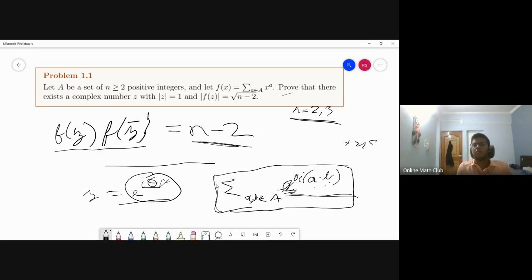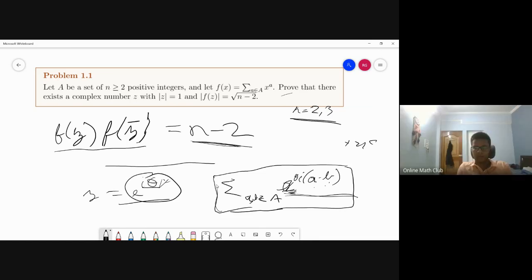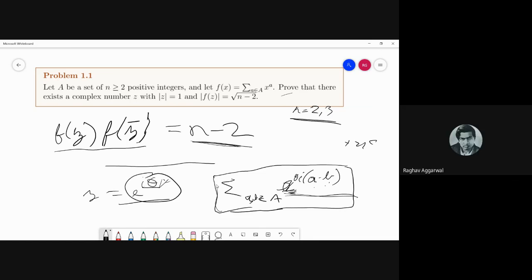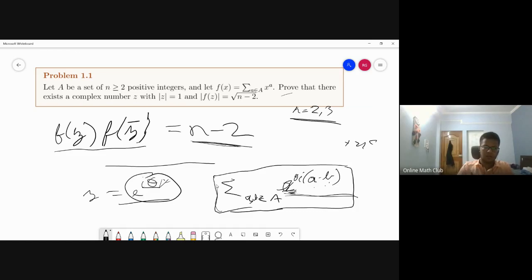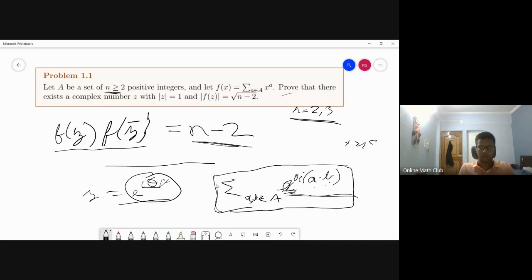Yeah, I guess. But can we tell what n is? Where's n? N is this. A is the set of n positive integers. So there are n integers in there. In A, yeah. That's how A is defined.